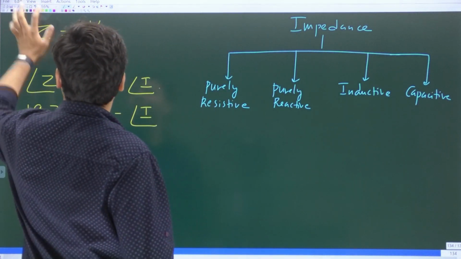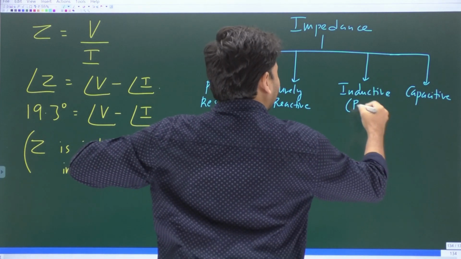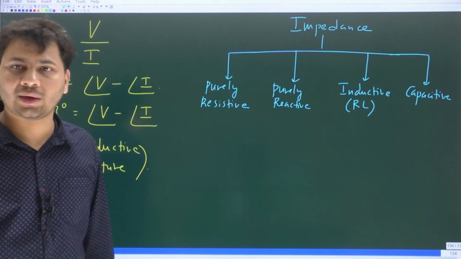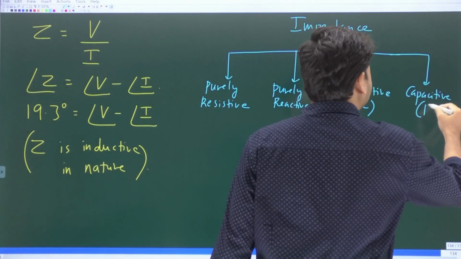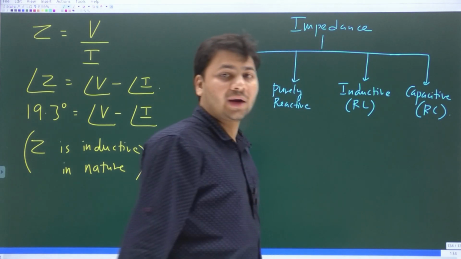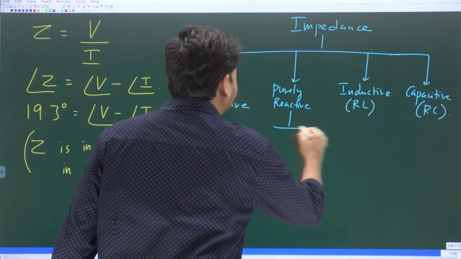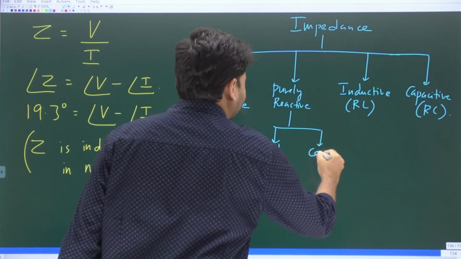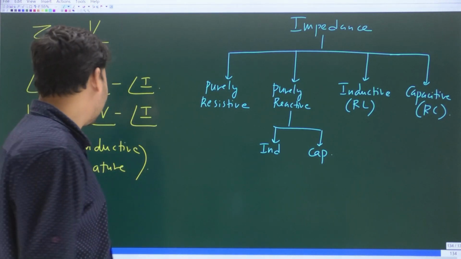Okay. Overall inductive nature means it has both a resistive part and also a reactive part, which is inductive. Overall capacitive nature means it has a resistive part and also a reactive part which is capacitive, okay? But purely reactive can be just the inductor, or it can just be the capacitor. You understood? Yes.